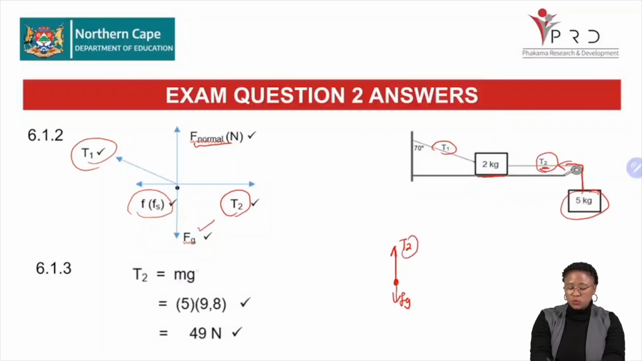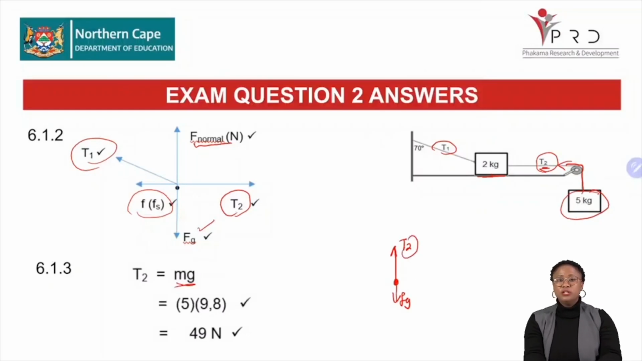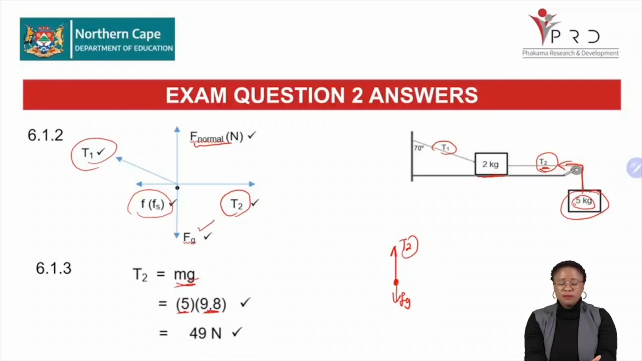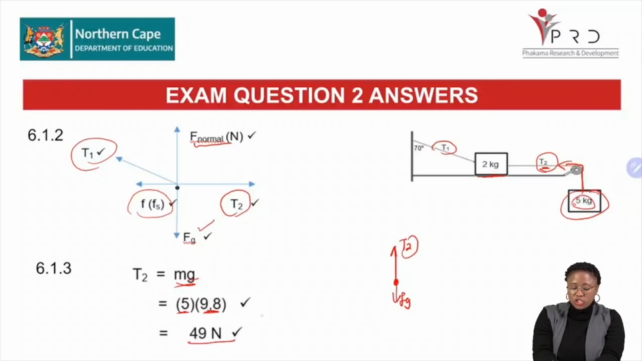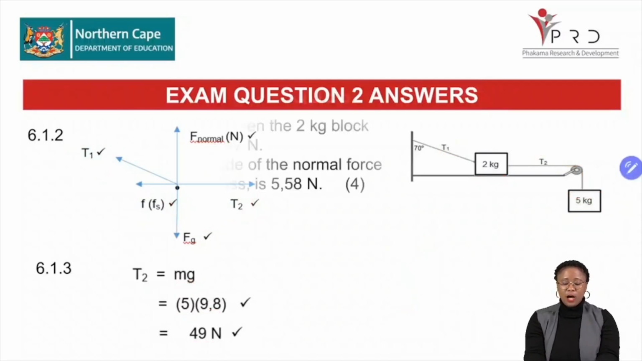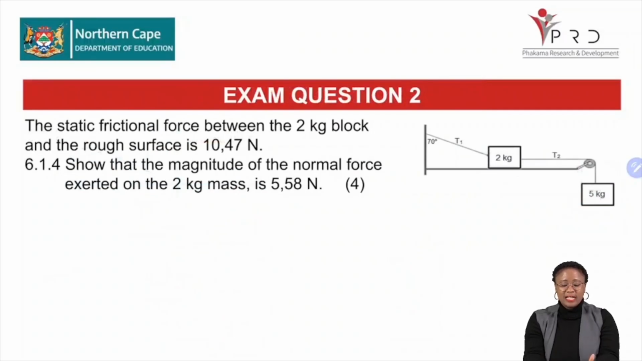So your T2 is equal to what? Fg, and Fg is equal to mg, and then m, what is the mass of the object? 5. g is the gravitational acceleration, which is 9.8 meters per second squared. And then when you punch into your calculator, you should get 49 newtons. All right, I hope you got it correct, guys, and I know you will get this one correct also.